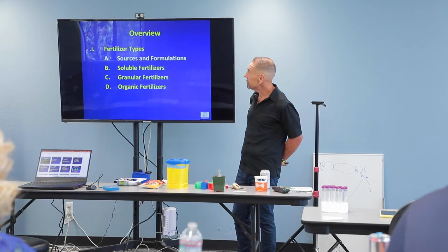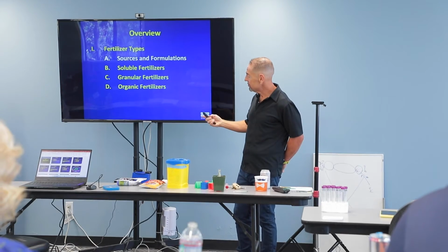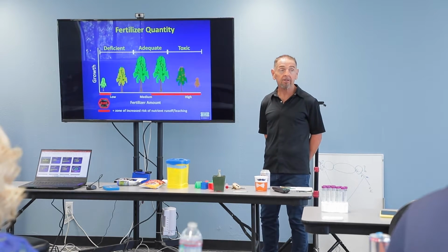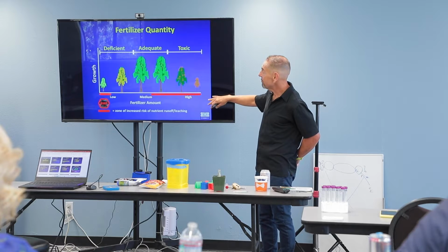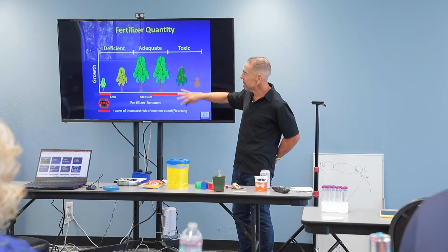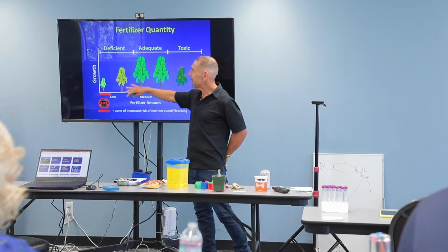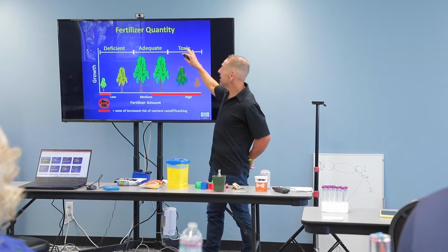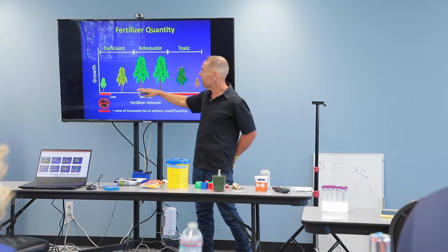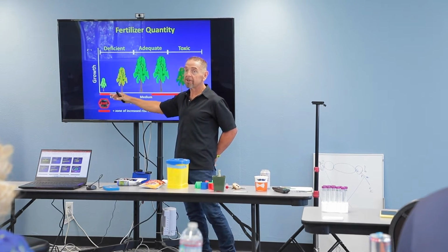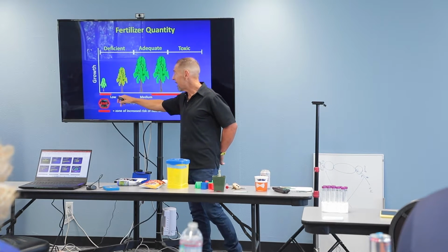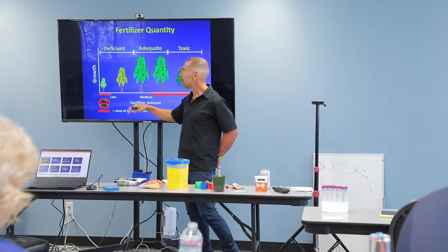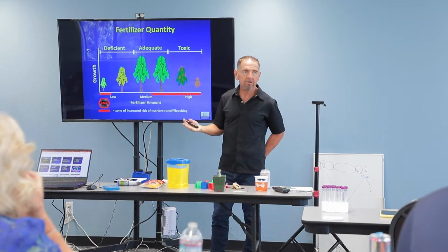So fertilizer types. So the sources and formulations. One thing I want to point out today, before we begin on this part, is that this is a graph, and this basically is a generalization of plant growth. When you have low fertilizer, the deficient amount, inadequate amount, and a toxic amount. And so when you have a deficient amount of fertilizer, I had this bar down here along the x-axis, low, medium, and high, and that's the fertilizer amount.